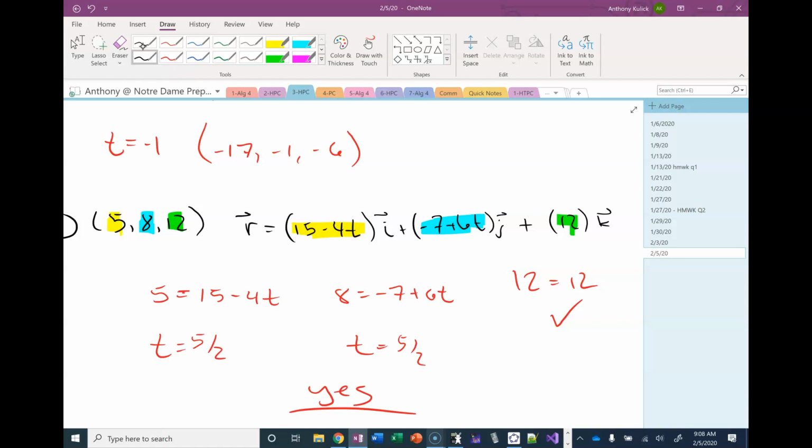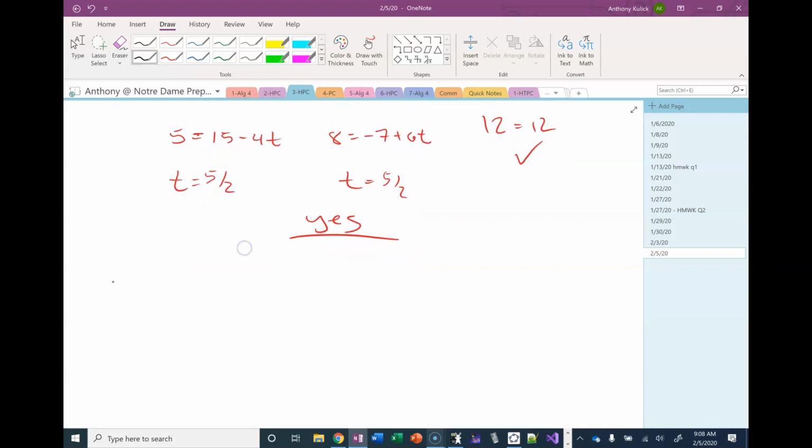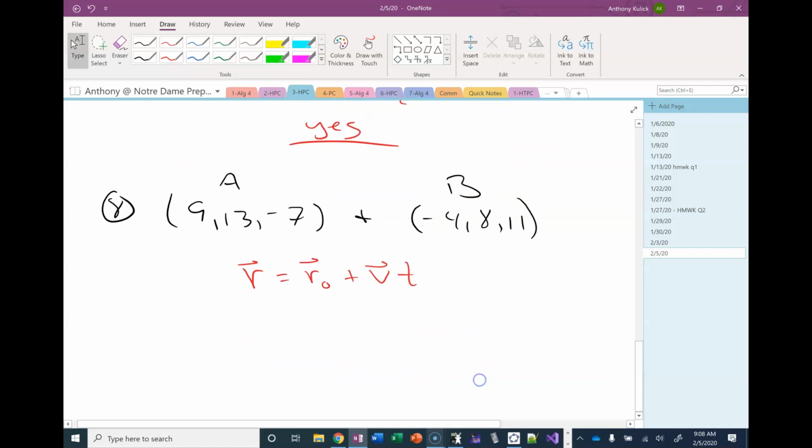Katie, you had your hand up also. Number 8. Okay. So we're given the 2 points. And just for the sake of argument, I'm going to call this point A and B. So my vector equation for the line is this, where r0 is my point vector and v is my direction vector.